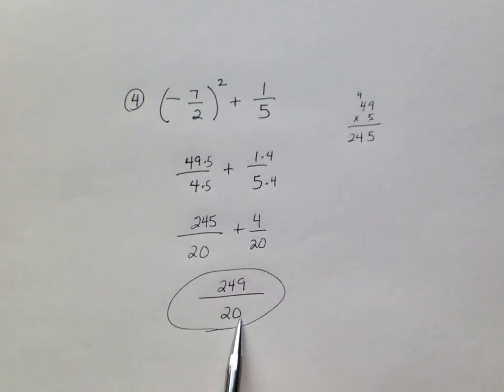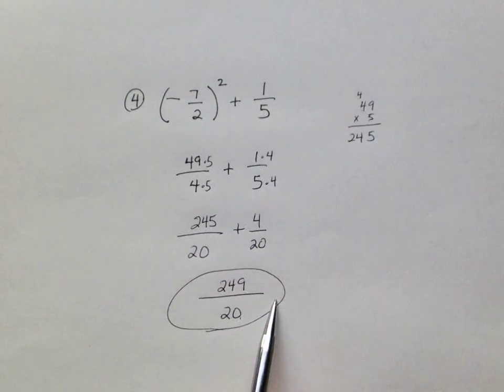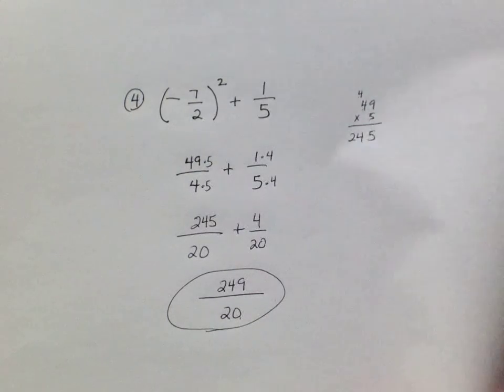And the general rule with fractions is, at the end, as long as you've reduced it, you're done. You could write this as a mixed number if you want to, but you don't actually have to. As long as it's reduced, then you're done.